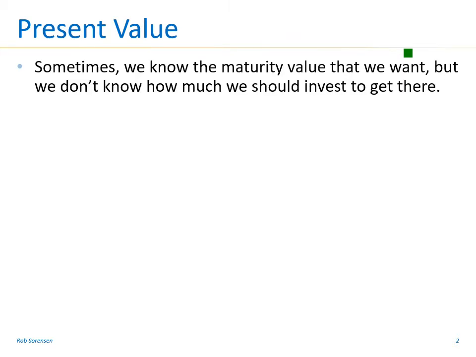Let's have a look. Sometimes we know the maturity value, but we don't know how much we should invest to get there. So for example, I might want to have $5,000 available next summer for a trip I'm planning to take, and I know what kind of interest rate I can earn and how long until my trip is going to happen. And what I want to do is calculate how much I should put in the bank today in order for it to grow to become the amount I need.